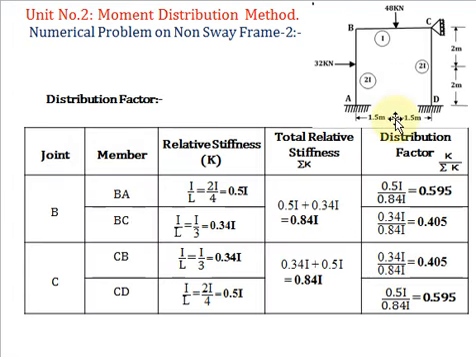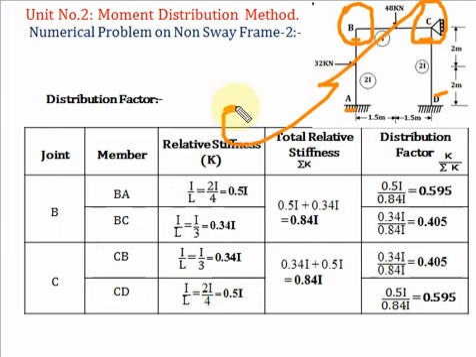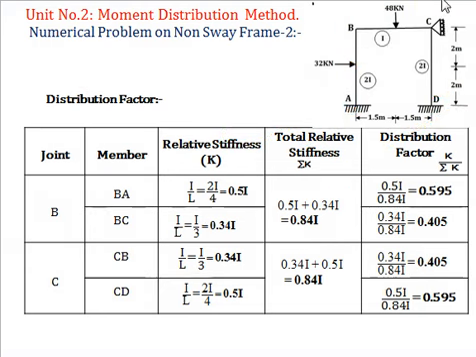Now let's find out the distribution factor. In this structure there are 4 joints: joint A, joint B, joint C and joint D. Consider the internal joints B and C. So let's write down joint B, and the members connected to joint B are BA and BC.